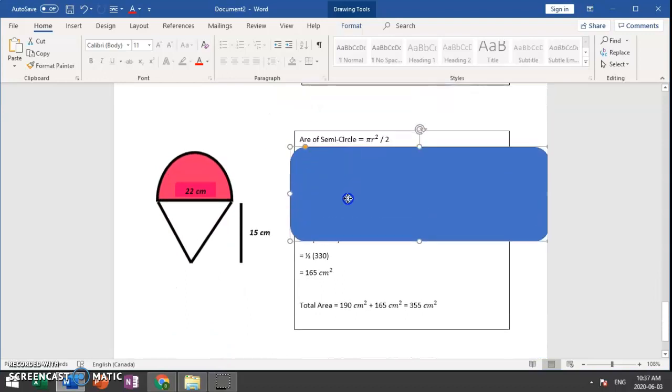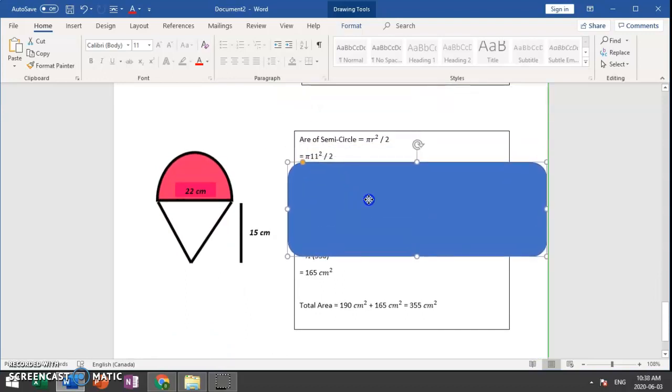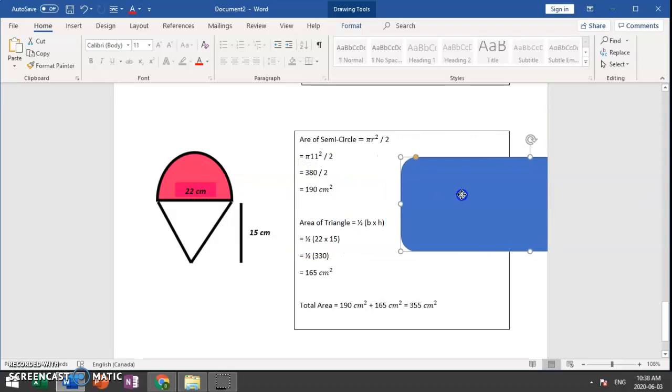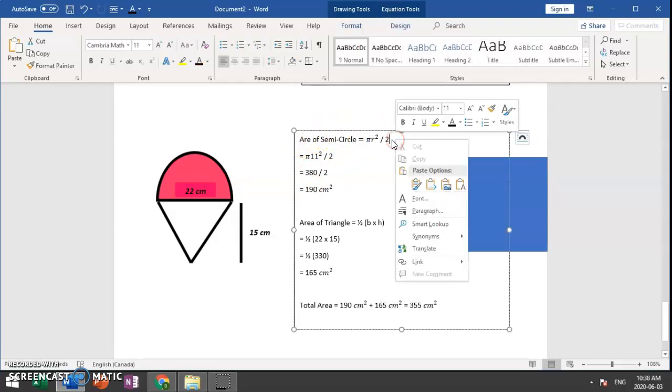And lastly, area of an ice cream cone. That's what it wants us to find. So we have to break this down into two different shapes because we can't find an area of a weird shape like that. So we have to find area of the ice cream and area of the cone. What shape is the ice cream? Well, it's a semicircle or a half circle, right? So area of a semicircle, pi r squared divided by 2.